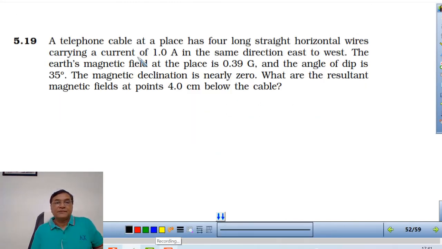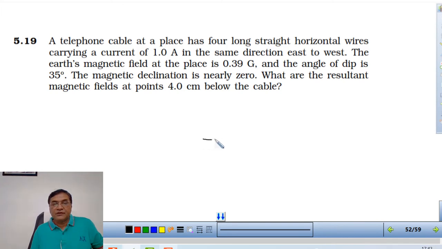So a telephone cable at a place has 4 long straight horizontal wires carrying a current of 1 ampere in the same direction, east to west. The Earth's magnetic field at the place is 0.39 Gauss and the angle of dip is 35 degree. The magnetic declination is nearly 0. What is the resultant magnetic field at a point 4 centimeter below the cable? 4 centimeter below the cable. A telephone cable at a place has 4 long straight wires carrying current 1 ampere in the same direction, east to west.